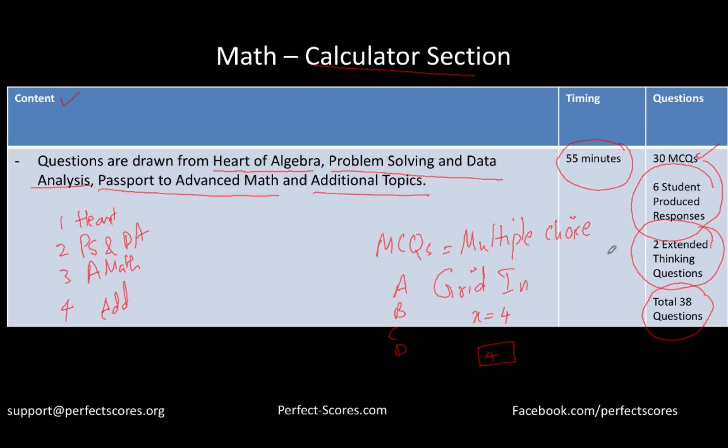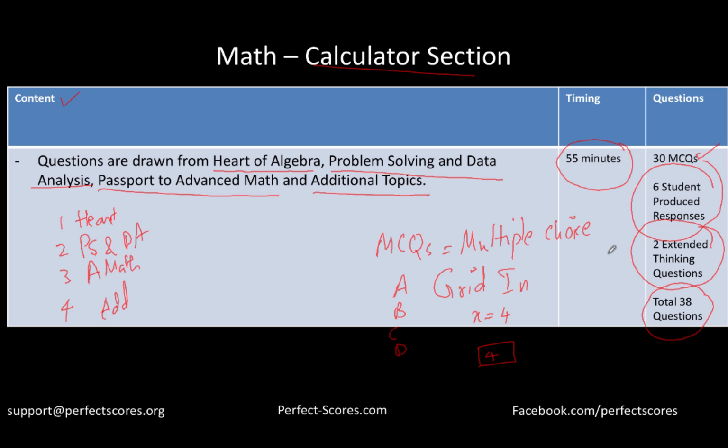Then the next type of question is extended thinking questions. Extended thinking questions are a bit complex, and most of the time they come in pairs. You would be given a mathematical passage or mathematical data, and you'll have to think a little bit on those questions. We'll be dealing with those kinds of questions, but just to let you know, those 2 questions will always be different.